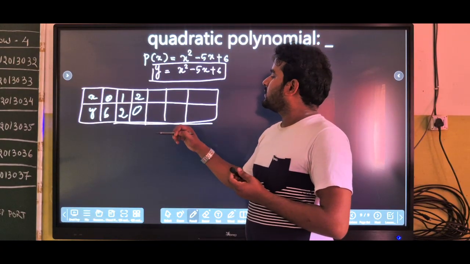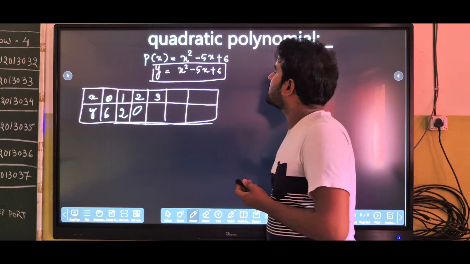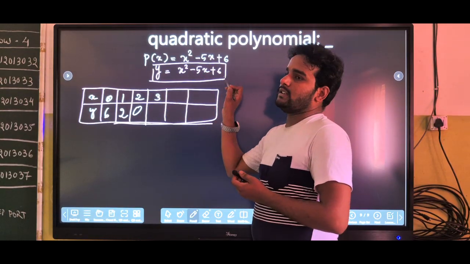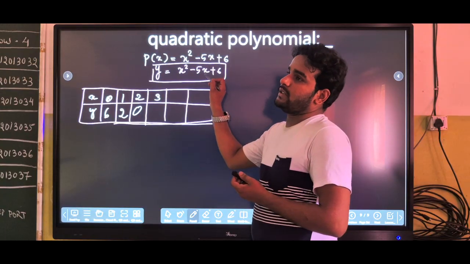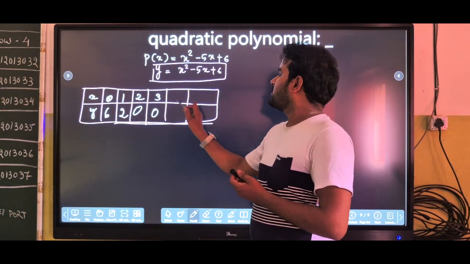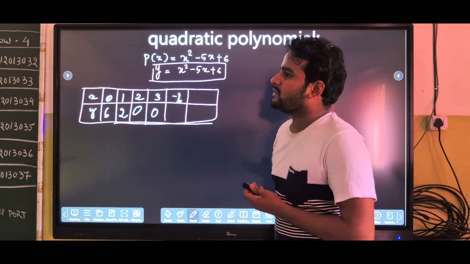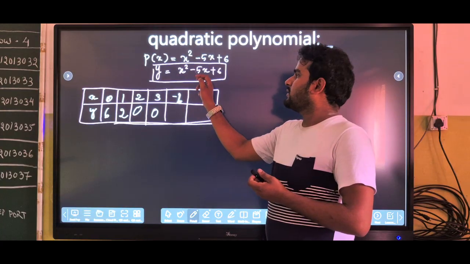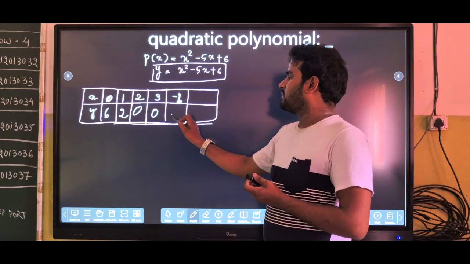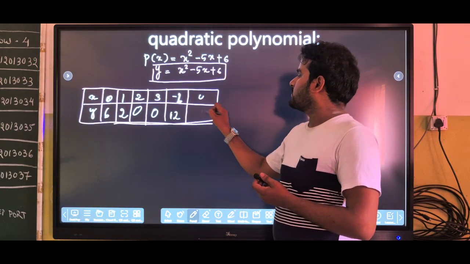Then let us use 3. 3 square is 9, minus 5 into 3 is 15, 9 minus 15 minus 6 plus 6, again 0. Put minus 1: let it be minus 1 in the place of x. So it becomes 1 plus 5, 6 plus 6, 12. A little bit larger value. Okay. Then go for 4.